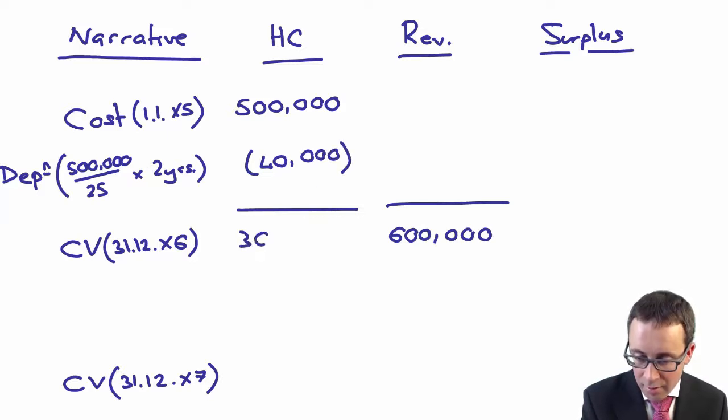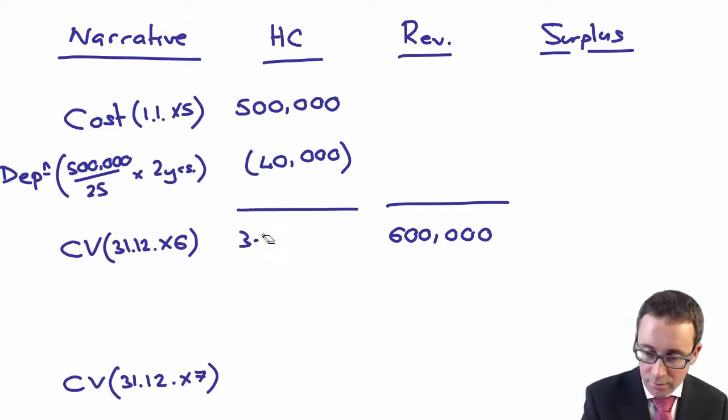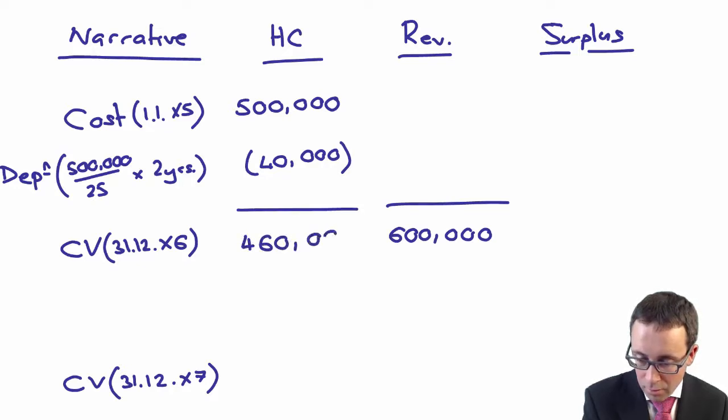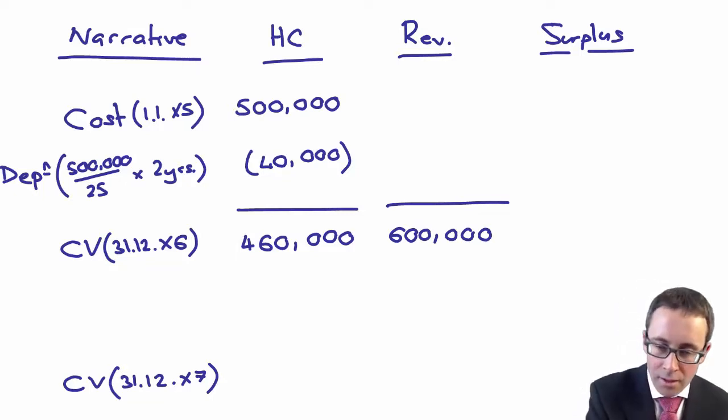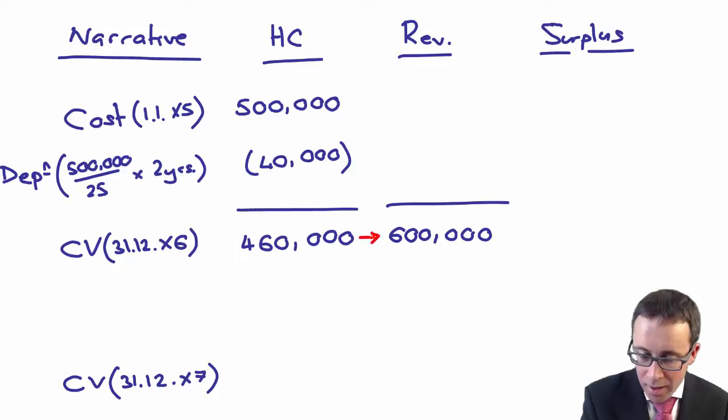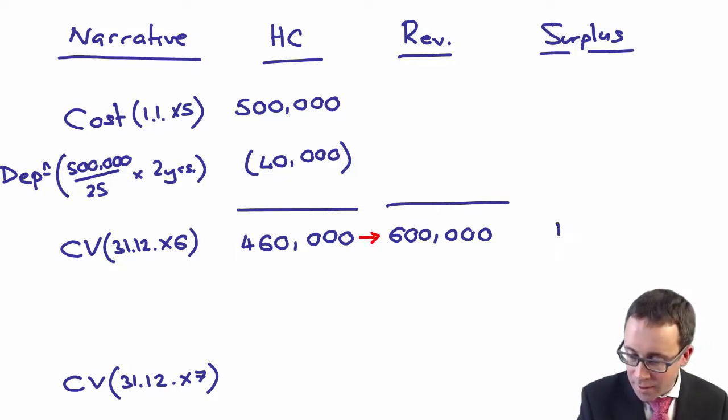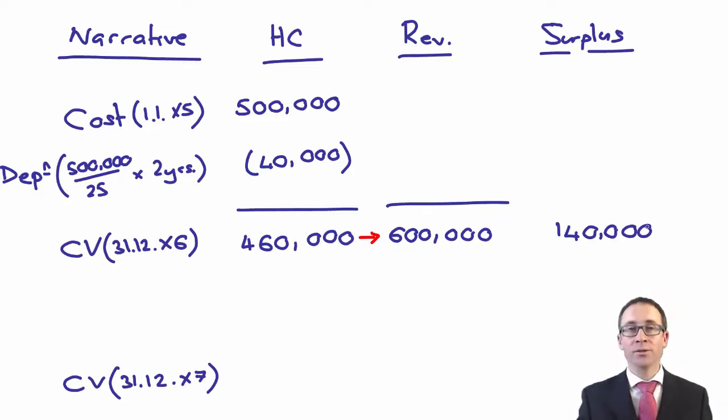So does that give me 360,000? Oh, careful. 460,000, isn't it? Okay, careful. Once you've got that, the increase, the gain, is 140,000.